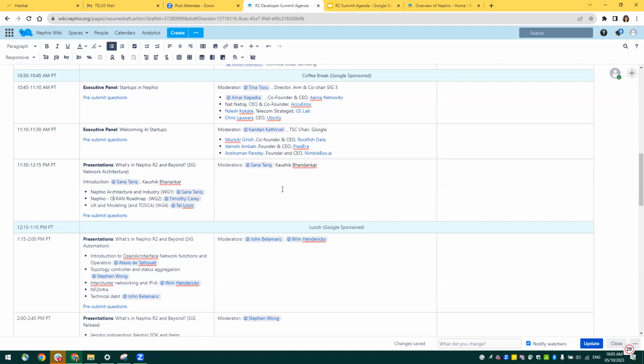The next is UX and modeling and Tosca, working group 4. Does that sound right? You have the edit rights anyway, so you can change things as you like. Yes, that's true.